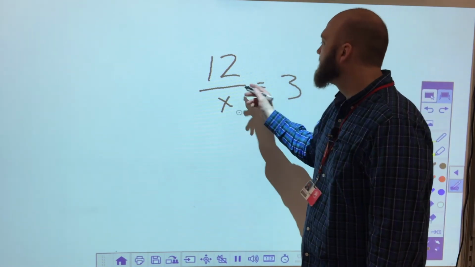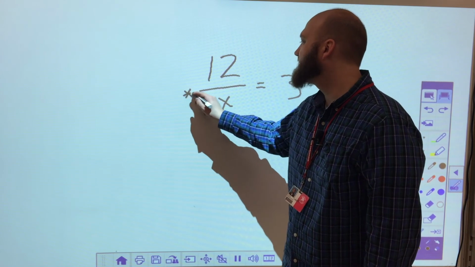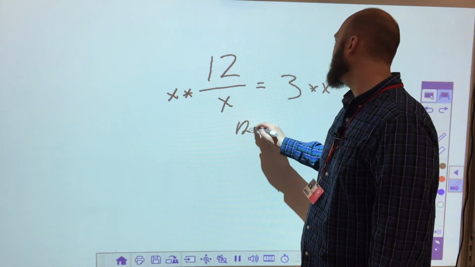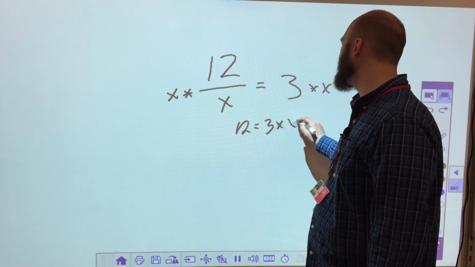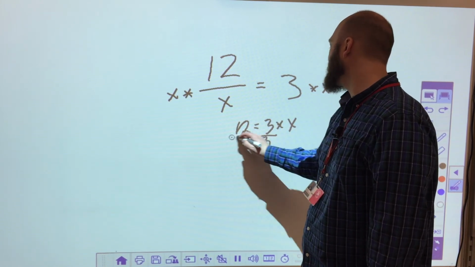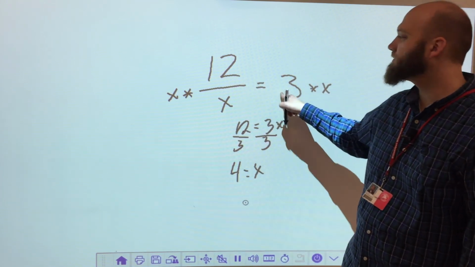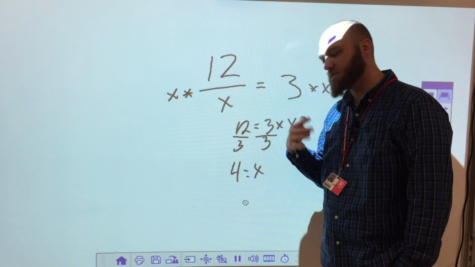Well, instead of dividing by x, I can multiply by x. And I get 12 equal to 3 times x. Now let's divide by 3. Divide by 3. 12 divided by 3 is 4. Is 12 over 4 3? Yes, it is. Okay, so inverse operations.